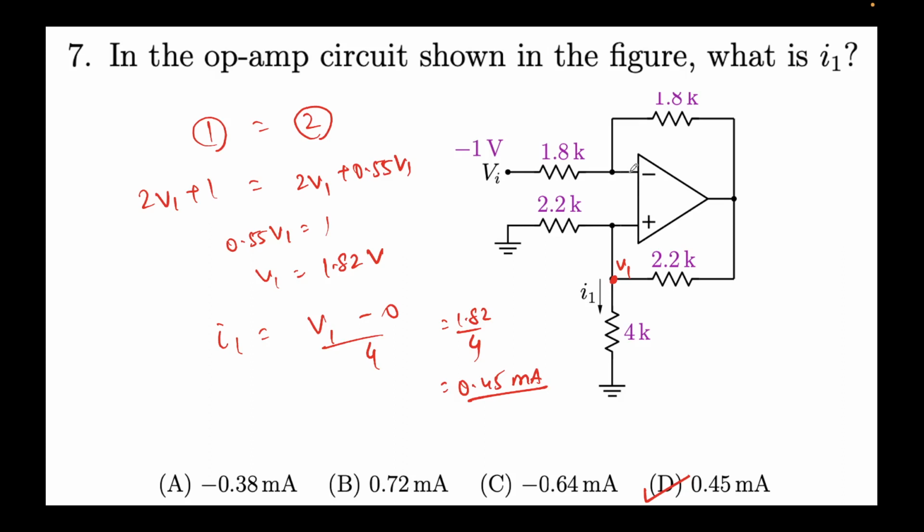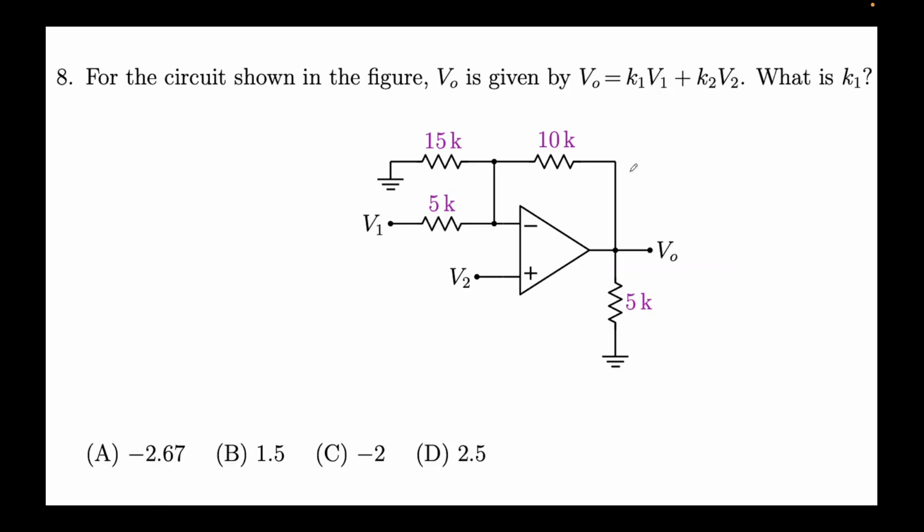It's important that you correct your self value solving the problem itself. Okay. Now this is a good question. V0 equal to K1 V1 plus K2 V2. This is what we typically see in superposition, right? So that's what we'll do.